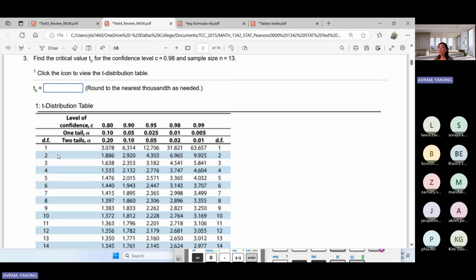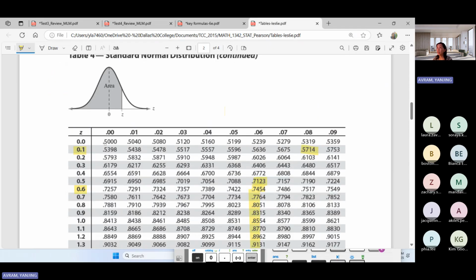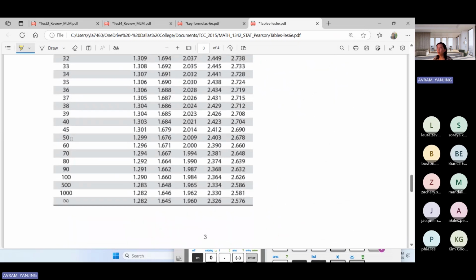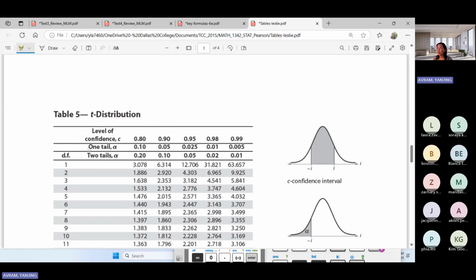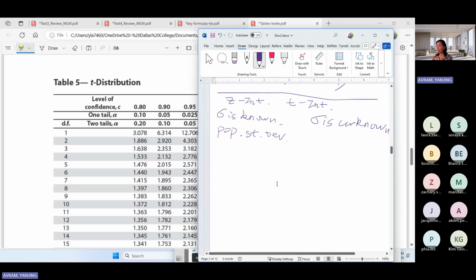And where do you find the table? Let me show you this table here. This is a z table, right? And then you also have one called the t distribution table, which is table 5. If you look at table 5 here, your left-hand side is the DF, which is the degrees of freedom. DF is using n minus 1.